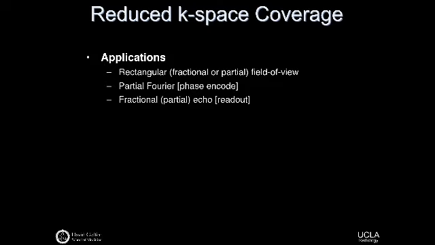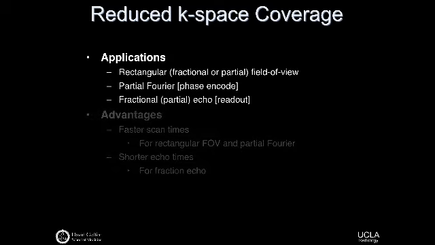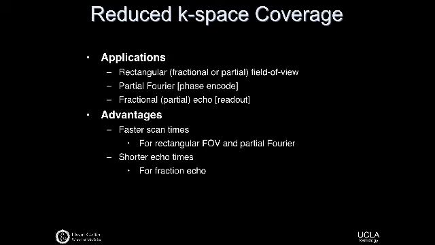There's also so-called partial Fourier and fractional echo approaches, and the next couple slides will get into the details of what those approaches really mean. The advantages, again, no surprise, are faster scan times. For rectangular field of view and partial Fourier, we can actually scan faster. There is this so-called fractional echo technique, which doesn't actually help us scan faster. It tightens up our echo times, but it doesn't specifically let us scan faster, and you'll see why in just a second as well.